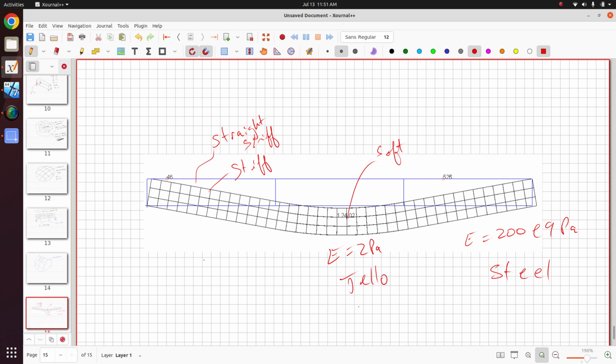And for those in Europe, this would be gelatin. Jello is a very popular form of gelatin here in the US. So again, in this other scenario, what's going on? We have a difference in the stiffnesses. So here we have a very, very stiff, and then versus a very soft stiffness, right? So why is this a problem?